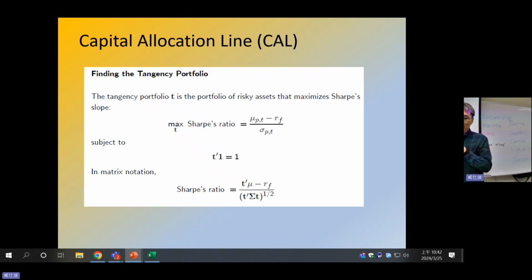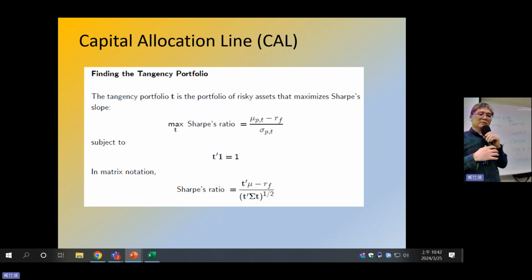So you can treat this as a weighting. Don't get confused with the notation here. T here also denotes the weighting. This is the same as we saw before. We use W or X to denote the weighting, but now we use T. So T transpose times 1 equals 1. That's the sum of the weights equal to 1. So in this case, we just plug in the T and we will see this is our Sharpe ratio.